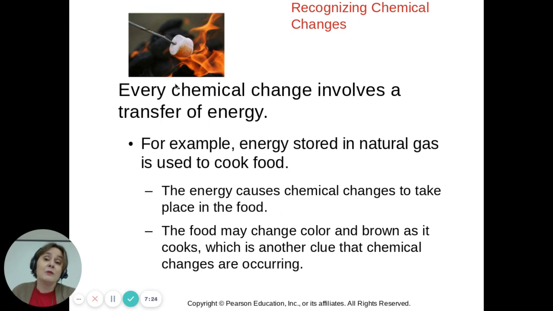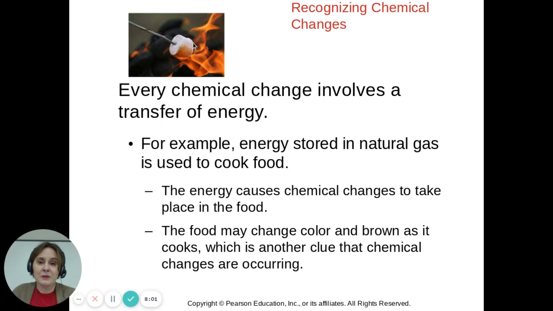For example, here's good old roasting marshmallows. In the fall of the year, we like to have marshmallow roasts over a good campfire. Again, that energy that's transferred to the food causes chemical changes to take place. If you think back to section 2.3, this is what's happening with bread when you toast it. But if you go too far, you're going to make too many chemical changes, and you're going to cause a big pile of carbon to be formed. Of course, the food may change color and brown up as it cooks. And that's another clue that chemical changes are occurring.